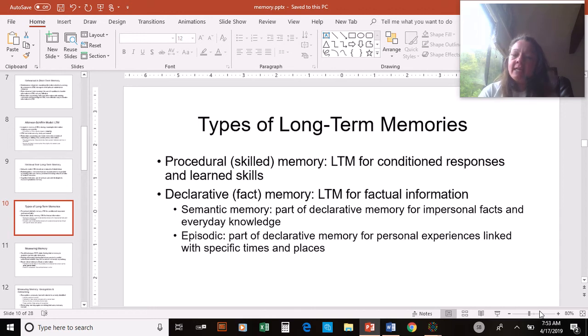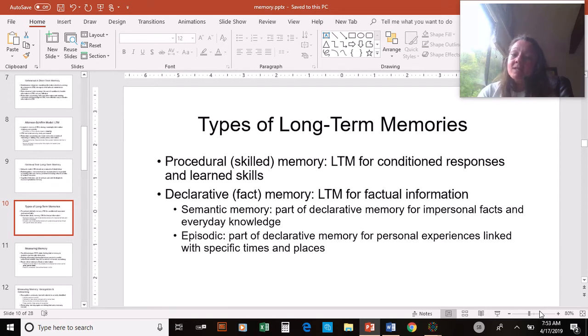So somatic is more what we use for those impersonal facts and everyday knowledge. Somatic is kind of related to just words. So that's our normal conscious memory, just those things we, you know, we wake up every morning, we remember to do certain things in the morning, and that's all based on our somatic memory there.